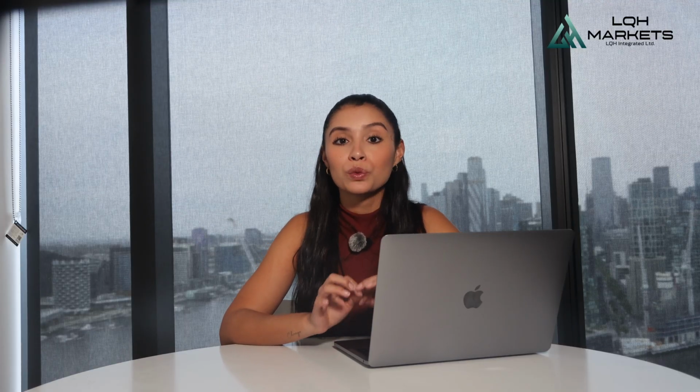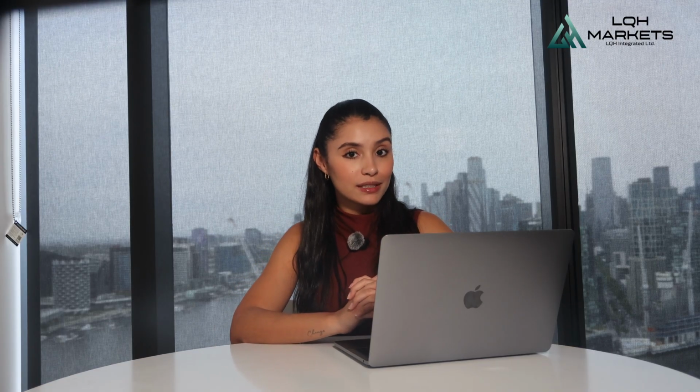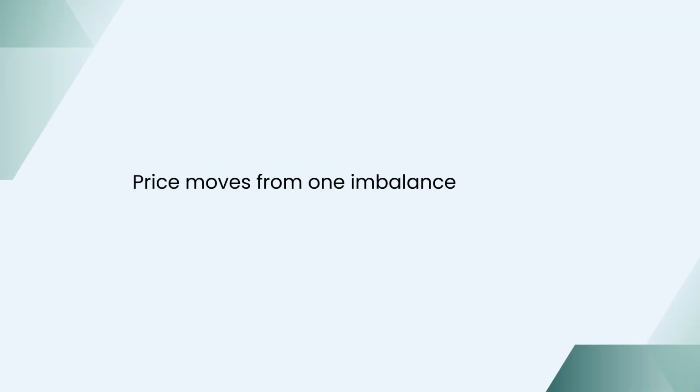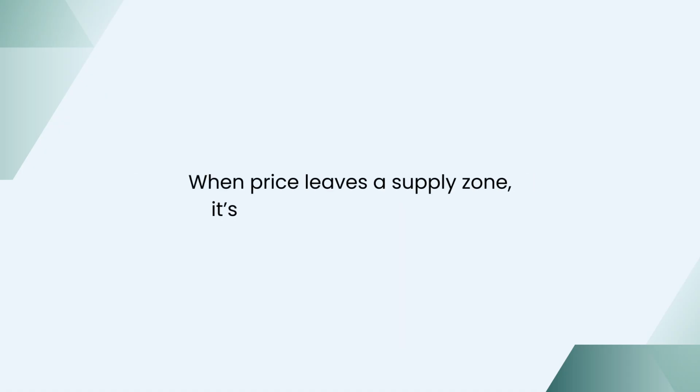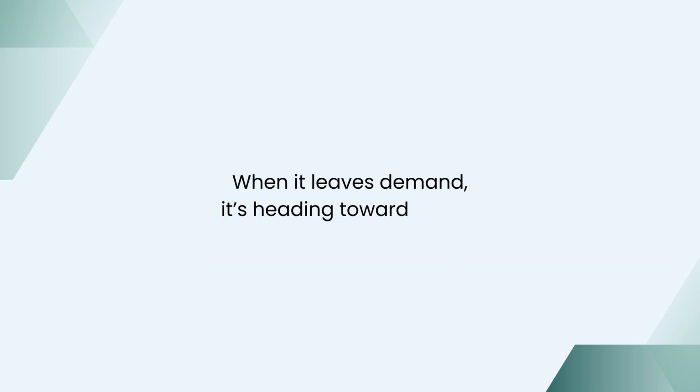Supply and demand work together. They are like the yin and yang of market movement. Price moves from one imbalance to another, from supply to demand and back again. When price leaves a supply zone, it's heading towards demand. When it leaves demand, it's heading towards supply. That cycle never ends. It's the rhythm of the market.